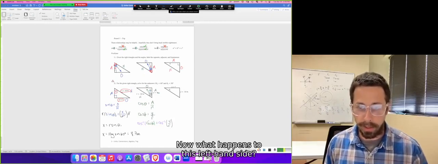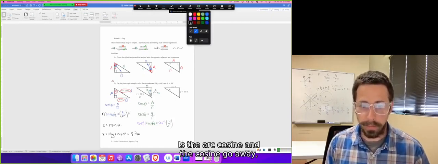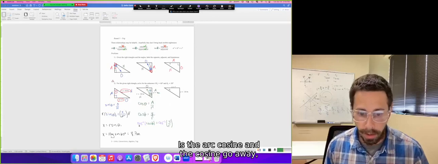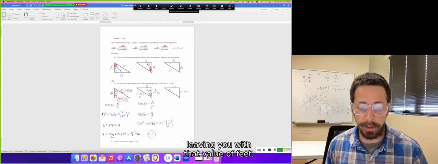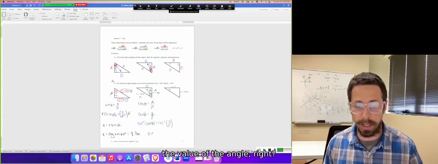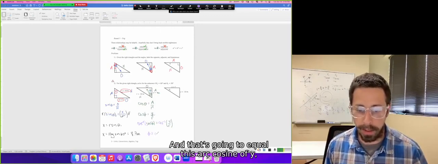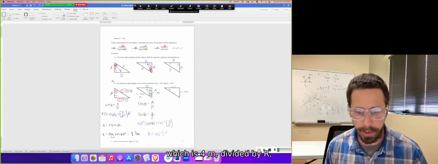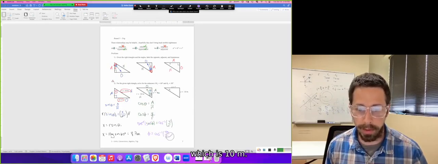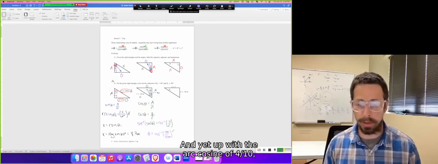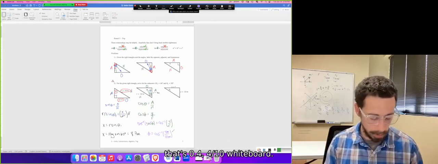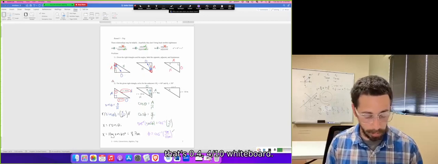Now what happens to this left-hand side is the arc cosine and the cosine go away, leaving you with that value of phi, the value of the angle. And that's going to equal the arc cosine of y, which is 4 meters, divided by r, which is 10 meters. Notice the meters will divide to 1, and you end up with the arc cosine of 4 over 10. So that's 0.4.